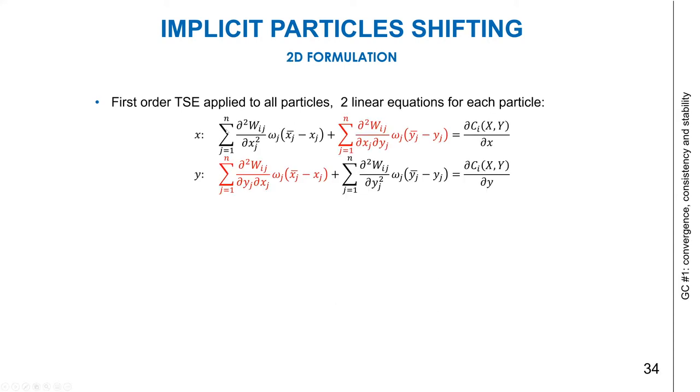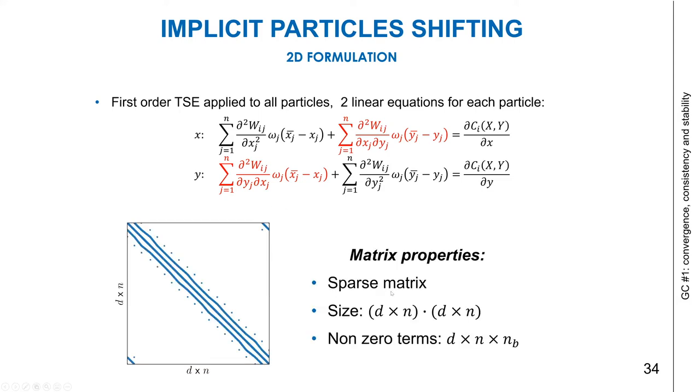It's quite simple. All you have to do is to repeat the same thing for every coordinate you have in your domain. So if, for example, in 2D, you have to repeat it with coordinate X and Y, and you have to take into account also cross derivatives, okay? So what you get is, again, a linear system also in 2D, where your matrix is sparse and the size of the matrix is D, where D is the number of dimensions. So in 2D it is 2, in 3D it is 3. That is the size of your matrix. And the non-zero terms are D times N times NB, where NB is the number of neighbors you have for each particle.